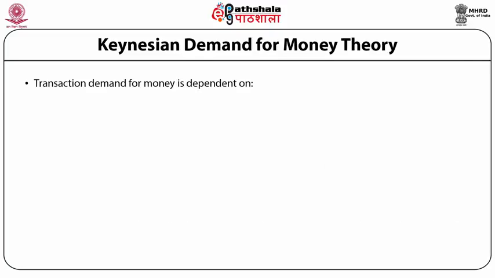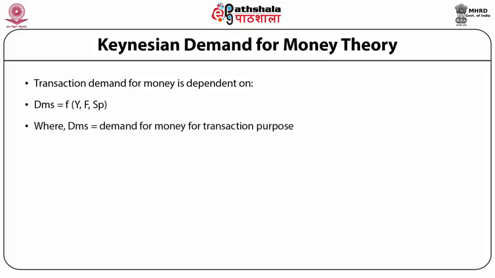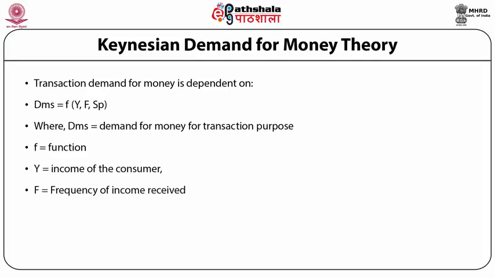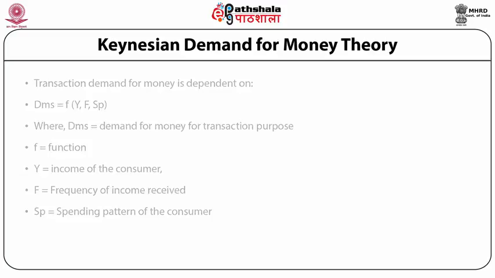Transaction demand for money is dependent on: DMS is a function of Y, F, and SP, where DMS is demand for money for transaction purpose, F is the function, Y is the income of the consumer, capital F is the frequency of income received, and SP is the spending pattern of the consumer.